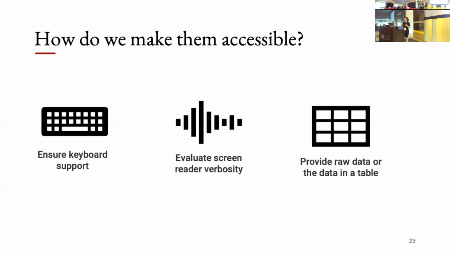A fallback option is always providing that raw data, either in a CSV file, or you can dump it out as just a regular table if you are more on the data visualization side.